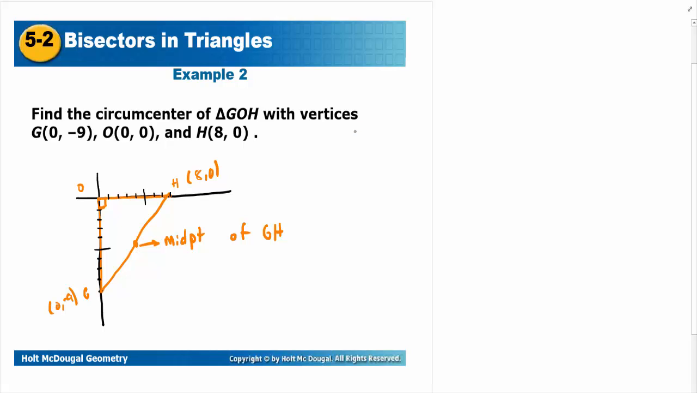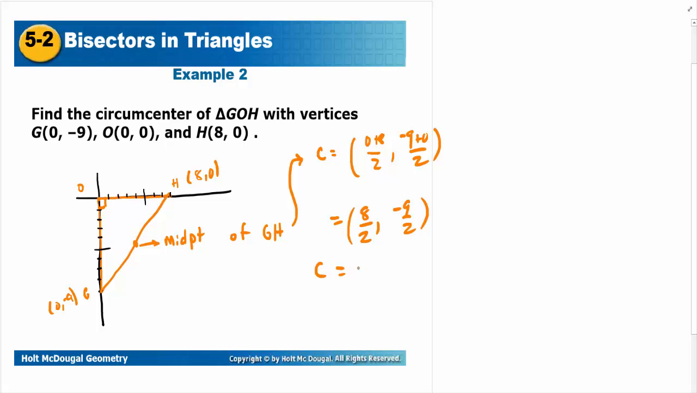I'm going to find the midpoint. I'll call this point C for circumcenter, and C is going to be the average of the x's, so 0 plus 8 over 2, the average of the y's, so -9 plus 0 over 2, so 8 over 2, -9 over 2. Point C is going to be at 4, -4.5.